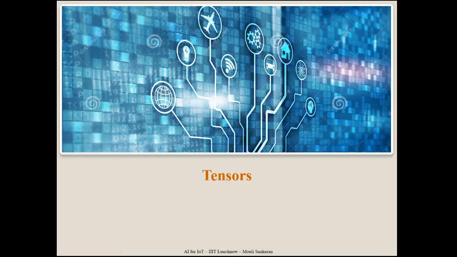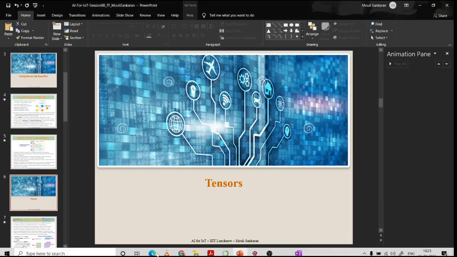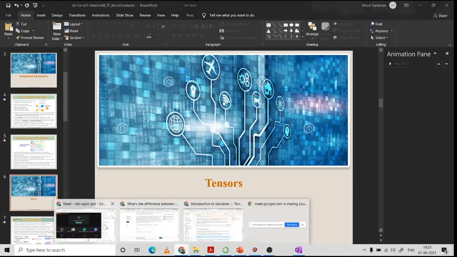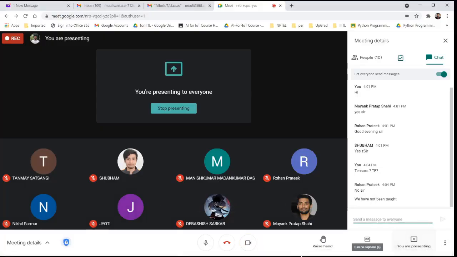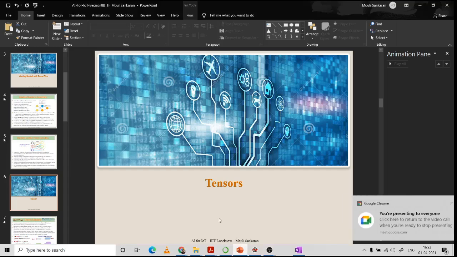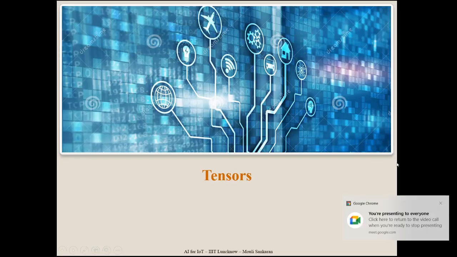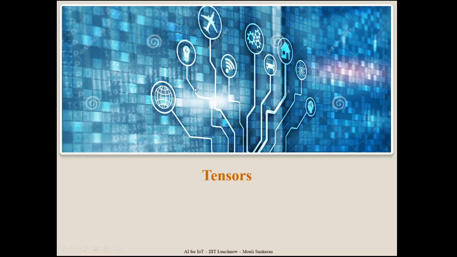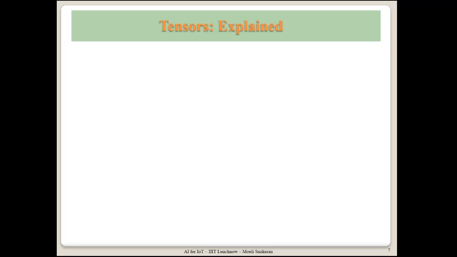Now you understood about the data flow graph, I hope. Let me see if there are any questions so far. Okay, no questions. Now let us go forward. I have been saying that tensors are flowing between nodes. Now let us see what a tensor is.